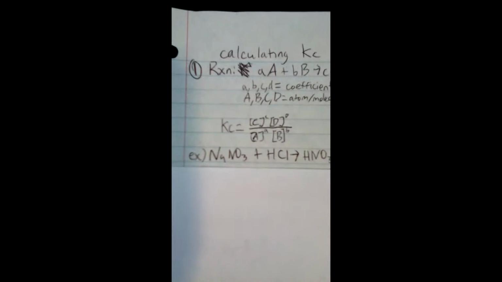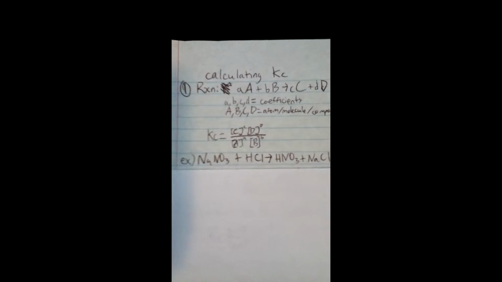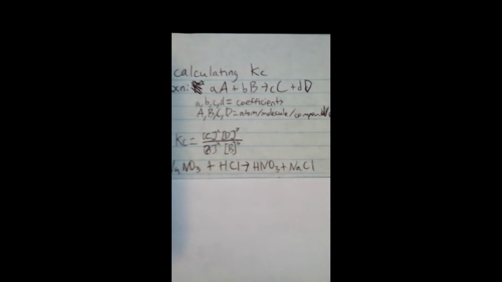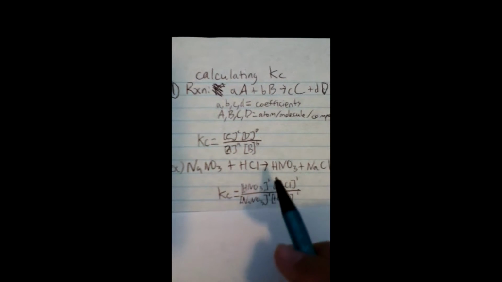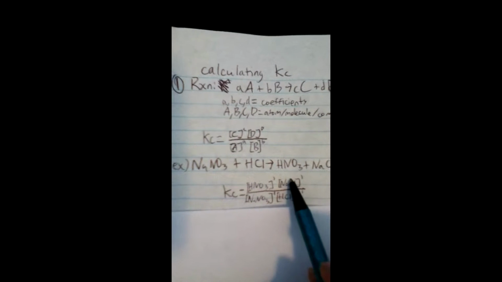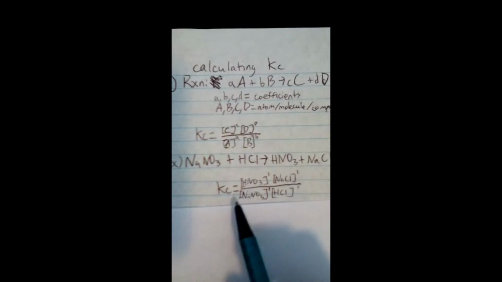So here we have an example. NaNO3, sodium nitrate, plus HCl, hydrochloric acid, yields nitric acid and classic salt, NaCl. So the Kc, the equilibrium constant for this equation, is the concentration of HNO3 raised to the first, because the coefficient is 1, times the concentration of NaCl, divided by the concentration of sodium nitrate times the concentration of hydrochloric acid. This yields your equilibrium constant.